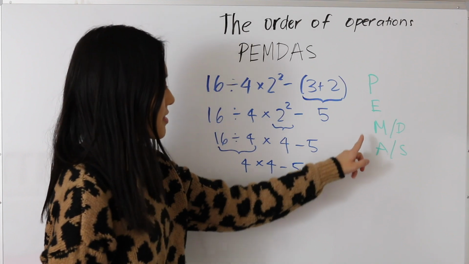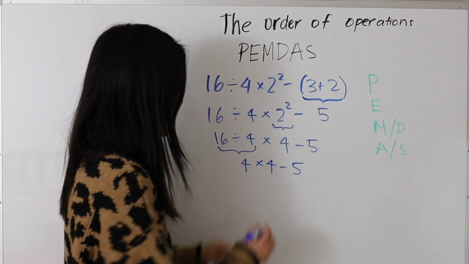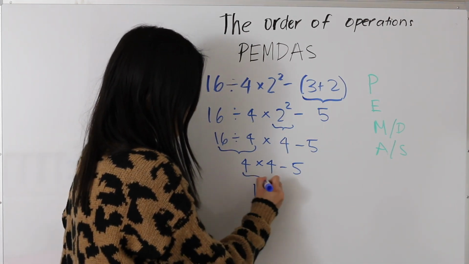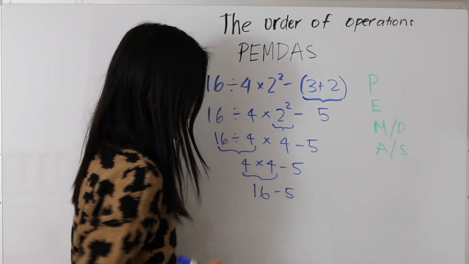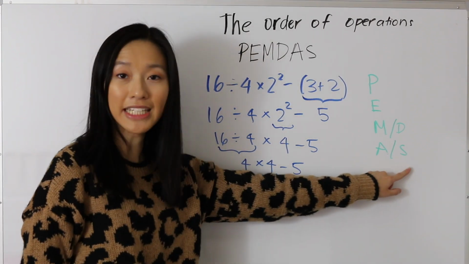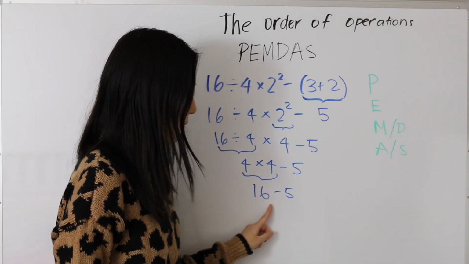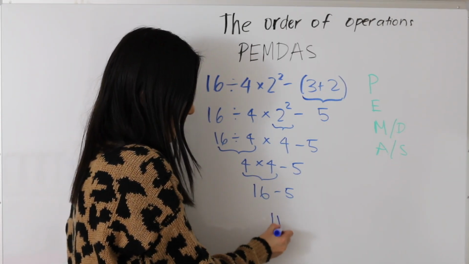So the next step is the multiplication. We have 4 times 4 is equal to 16. So we have 16 minus 5. The last step is to do any addition or subtraction, and we have a subtraction problem right here. And so we end up with 11.